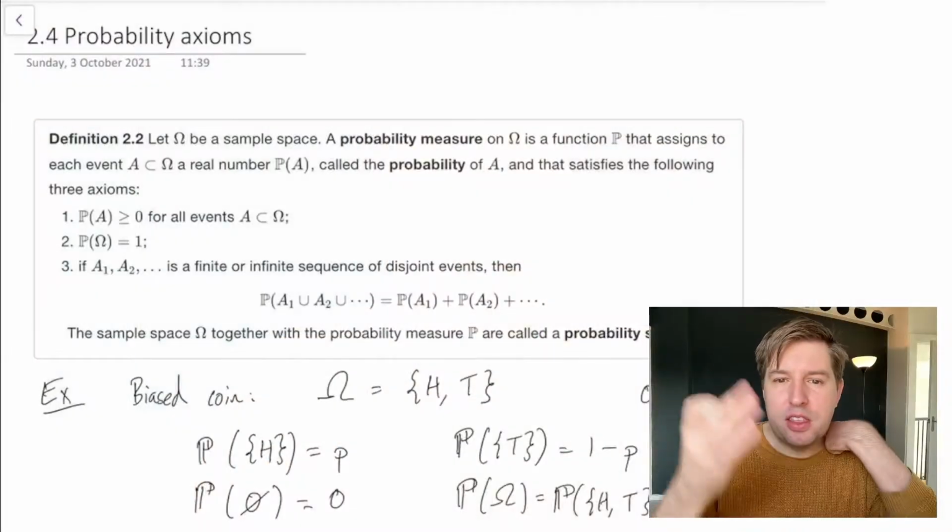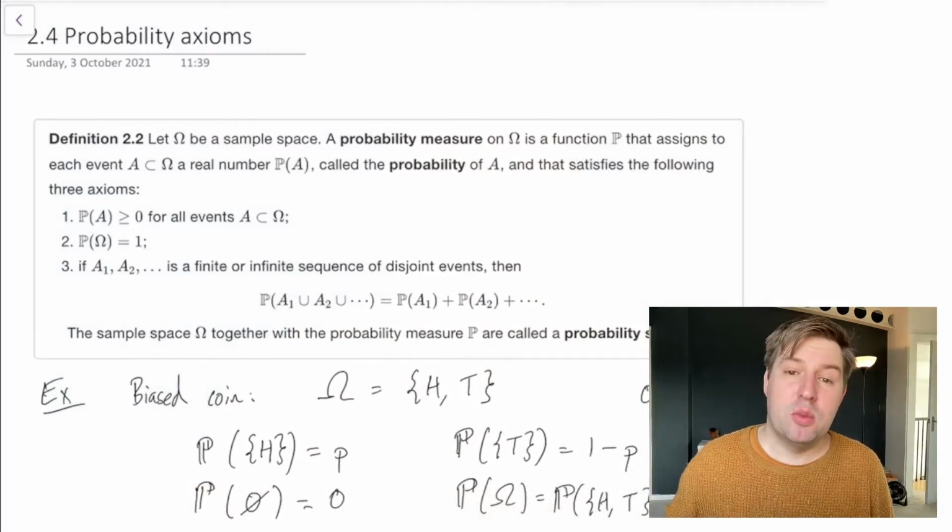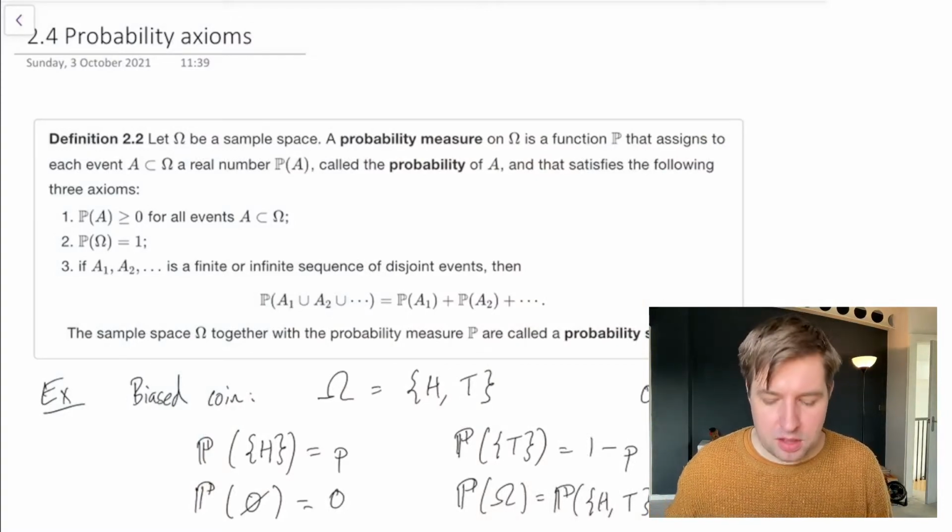So, as a reminder, these were our three axioms here. The first one, that probabilities are non-negative. The second one, the probability of the whole event is 1. And the third one, this thing with the disjoint unions, adding them up.